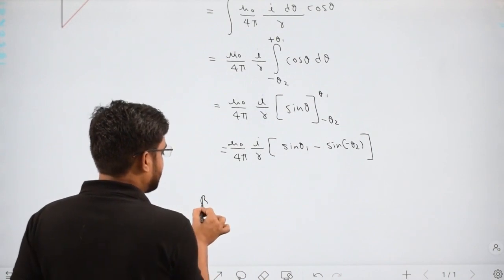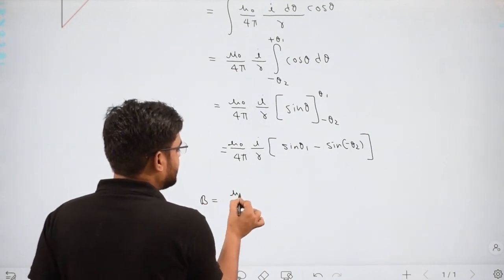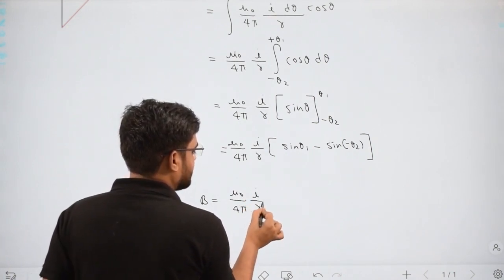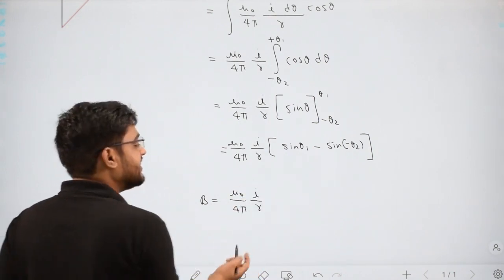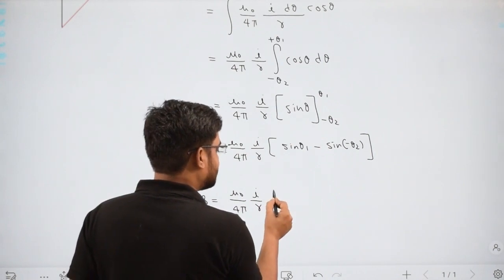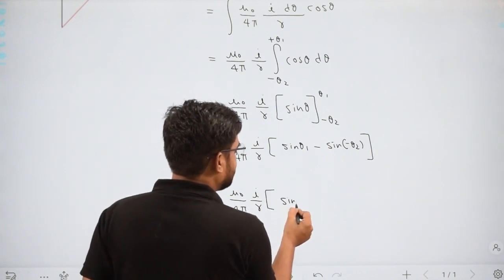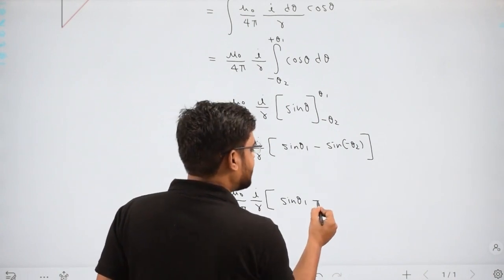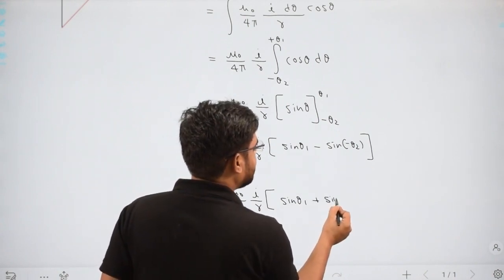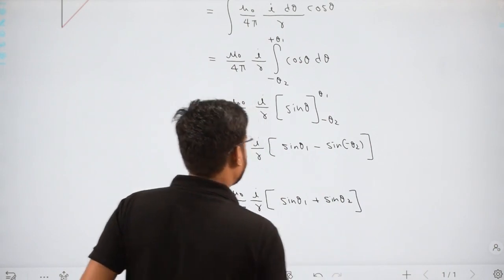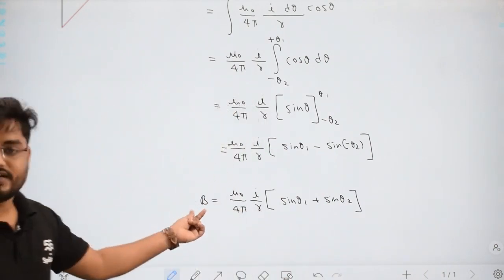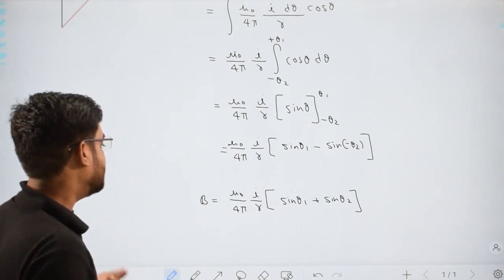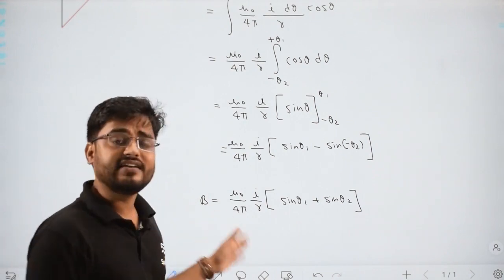So this is our final expression: mu naught upon 4 pi I by r. R is the distance, I is the current in the wire, mu naught upon 4 pi is the constant. And then we have sine theta 1, then this becomes minus sine theta 2. So minus of minus sine theta 2 is plus sine theta 2. And that's the expression for the magnetic field due to a wire. This is just the magnitude. Direction we can get using the right hand rule, right?